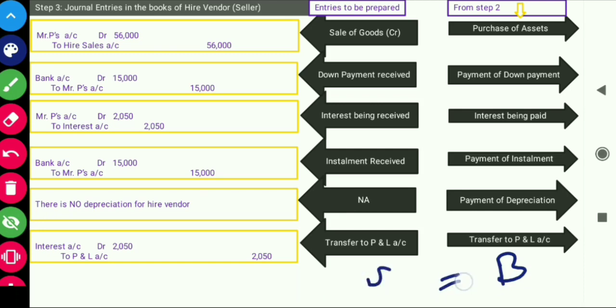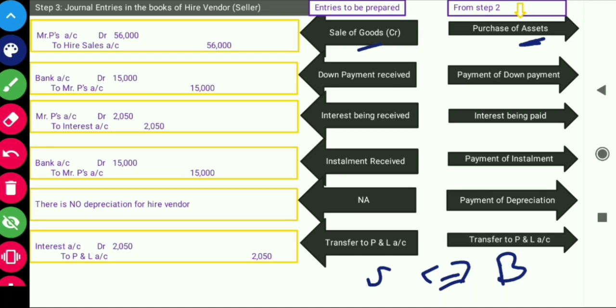So you can easily compare how the things are changing the view of buyer to seller. If you take the first transaction, the buyer says it's the purchase of an asset, but the seller says it's a sale of goods. There is a difference between asset and goods. Here the buyer is Mr. P. He purchased a car for his personal use or for his official purpose, but he is the ultimate user.